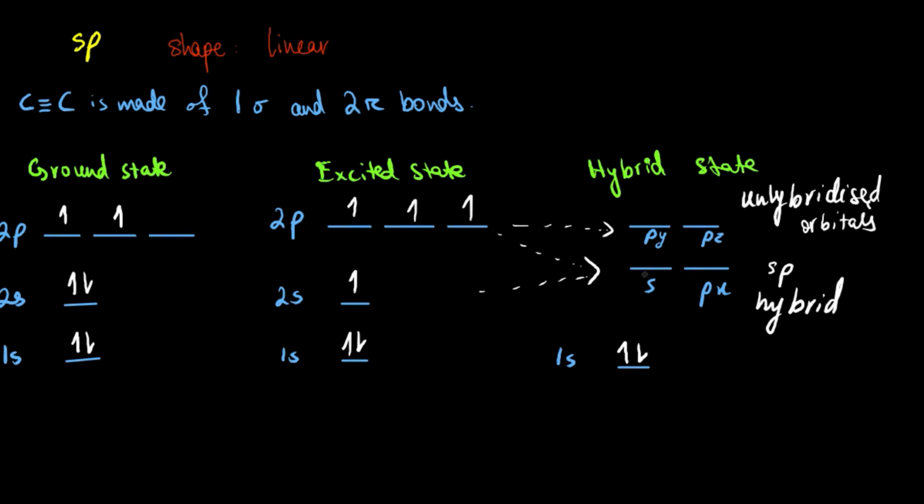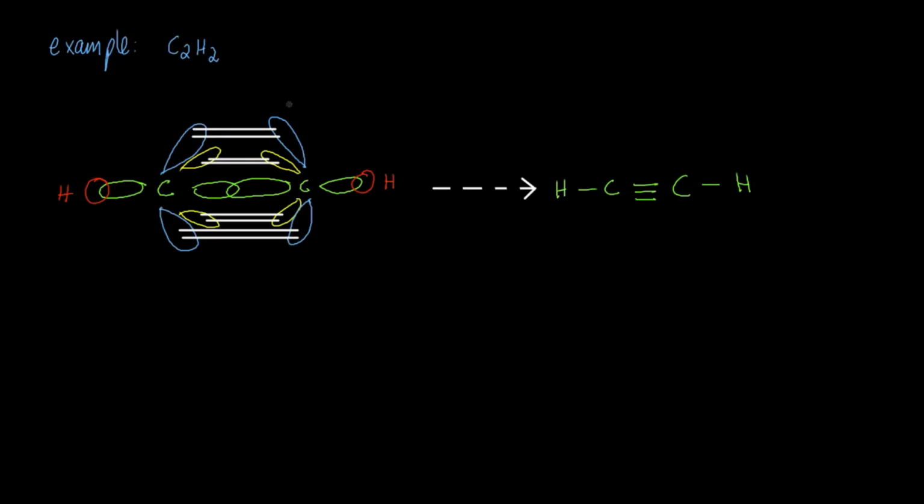Now let's look at the electronic configuration. Again, the 2s orbital has one electron, so the sp hybrid will have one electron, and each of the p orbitals have one electron, so all of these will have one electron each. Now how exactly does this look in a structure? The structure will look somewhat complicated. Okay, so let's take it slow over here. The example that we'll be using is C2H2. It is called ethyne, and it is an alkyne, right?